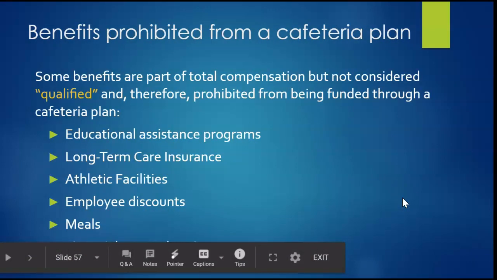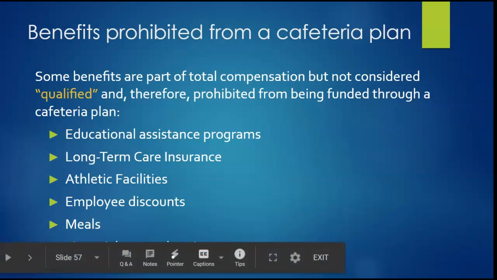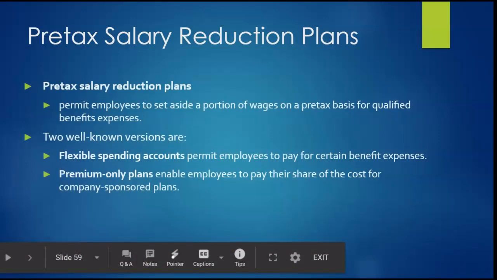Of course, there are benefits that are prohibited from cafeteria plans: educational assistance, long-term care, athletic facilities, employee discounts, meals, and financial and legal assistance. So a quick rundown of the things that you don't get to have covered under Section 125 plans.